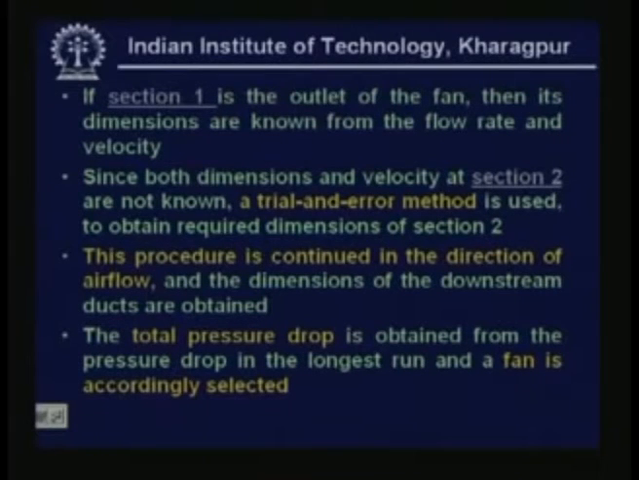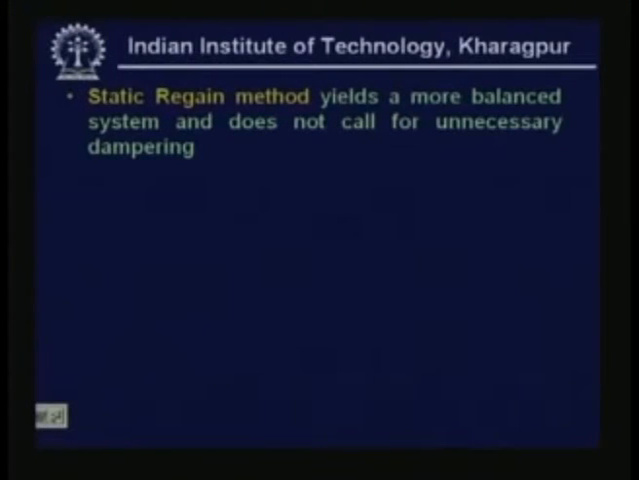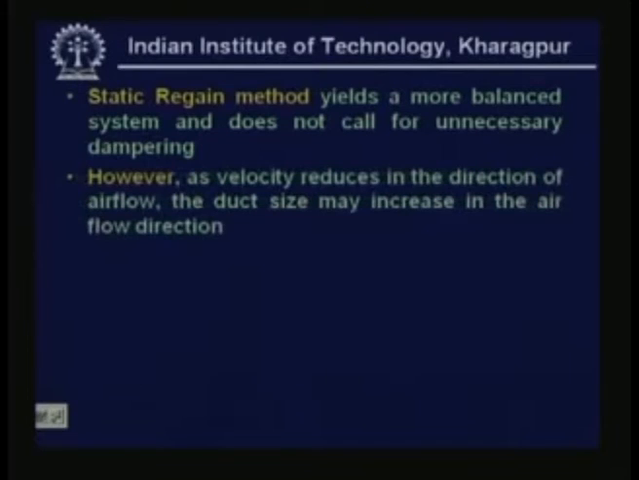The fan has got to be selected finally to suit the pressure loss in the longest duct run, I am sorry, that means the duct run with the highest pressure loss. So, you will find that the static regain method yields a more balanced system, and it does not call for unnecessary dampering. The dampers are required in the velocity method and equal friction method for balancing, whereas in the static regain method you are changing the dimensions in such a way that the static pressure remains the same. So, you do not really require dampering. Since dampering is not required, efficiency will be higher.